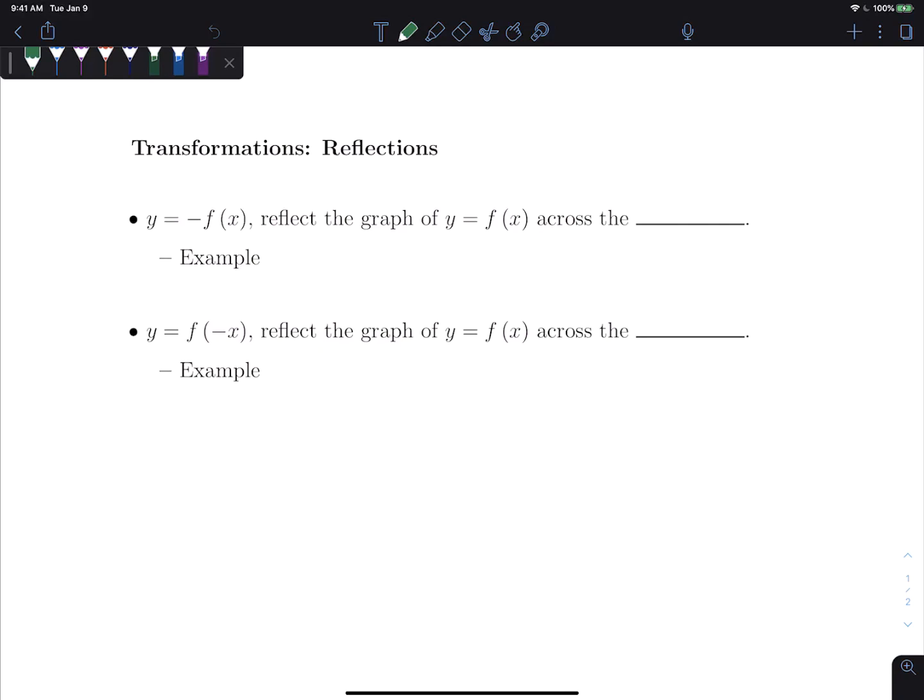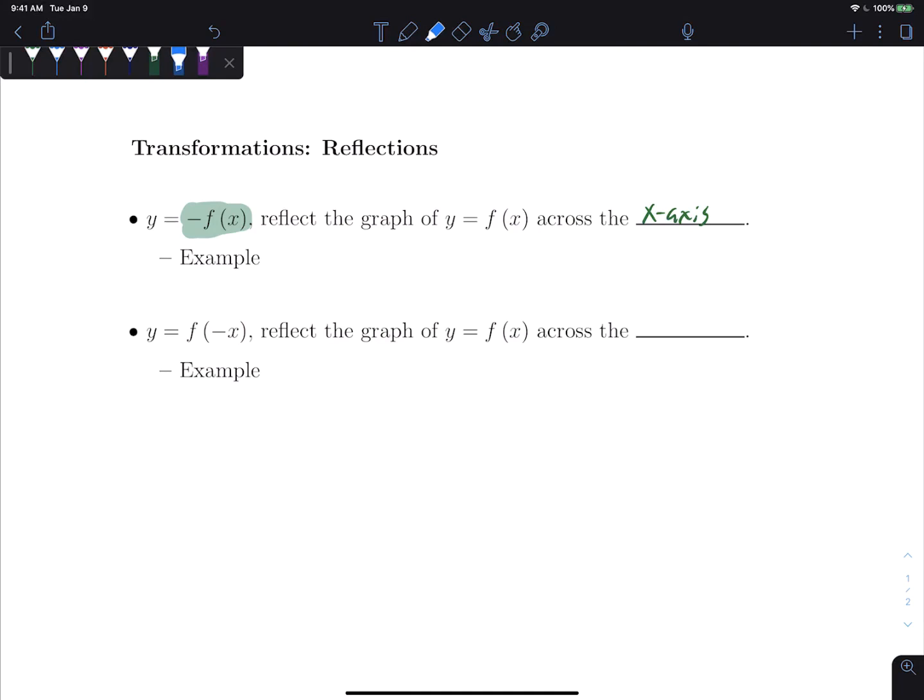Hello. In this video, we're going to start looking at reflections for the transformations. So we're going to look at two different reflections in this class. The first will be something in the form of y equals negative f of x. This reflects the graph of y equals f of x across the x-axis.